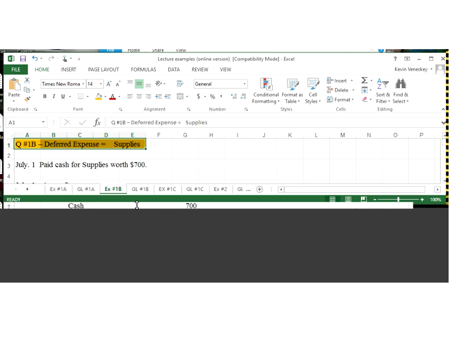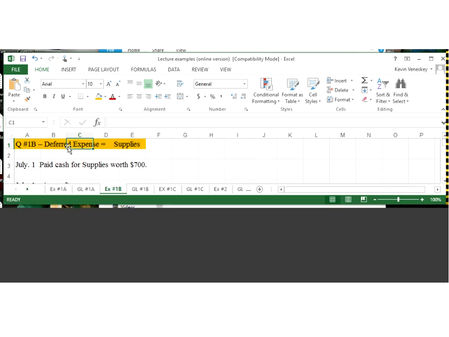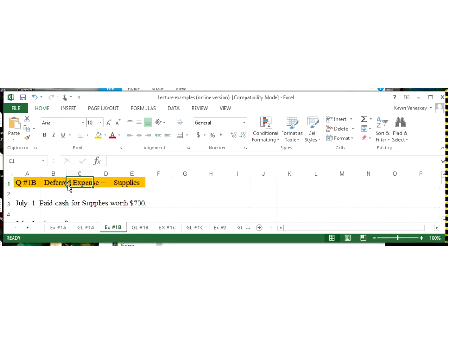Okay, the second item on the list was the supplies. And that's another type of deferred expense, where I'm going to get something now, but I'm not going to quite use it yet. All right, so on July 1, we'll say I went out to the store and bought a whole bunch of supplies, things that I'm going to use for the rest of this year and probably in the next year even. So I went out to the store, I bought $700 of supplies.